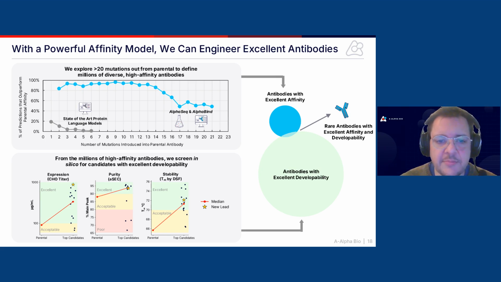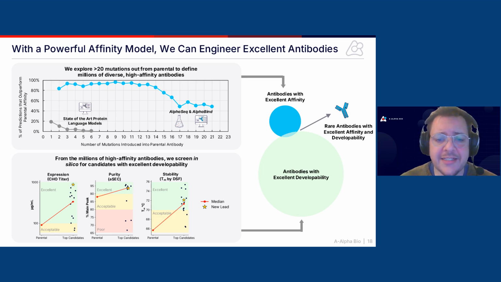It's kind of in an acceptable range for all of these properties, but not great. And then starred, we've got our new lead. So we applied this AI system, we trained the affinity oracle, we filtered very harshly for predicted developability, and plated out just 24 of these to actually express as protein, and found a candidate with dramatically improved CHO titer, better purity by size exclusion, and really significantly improved thermostability.